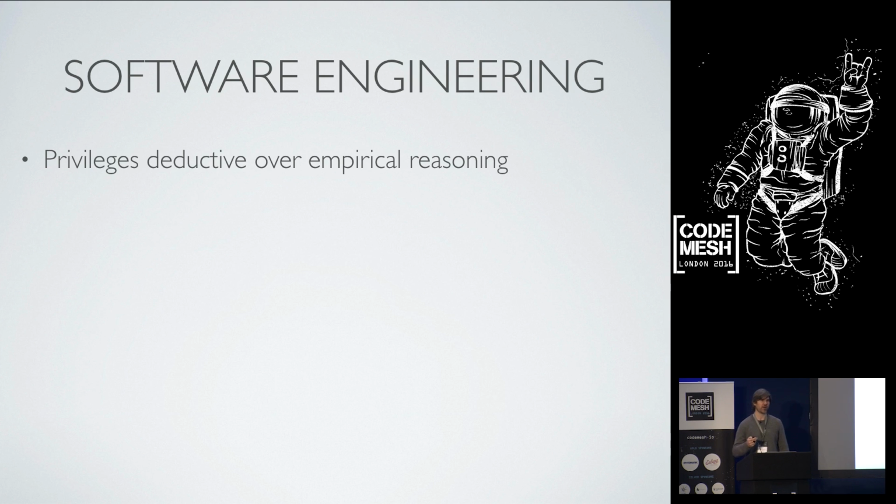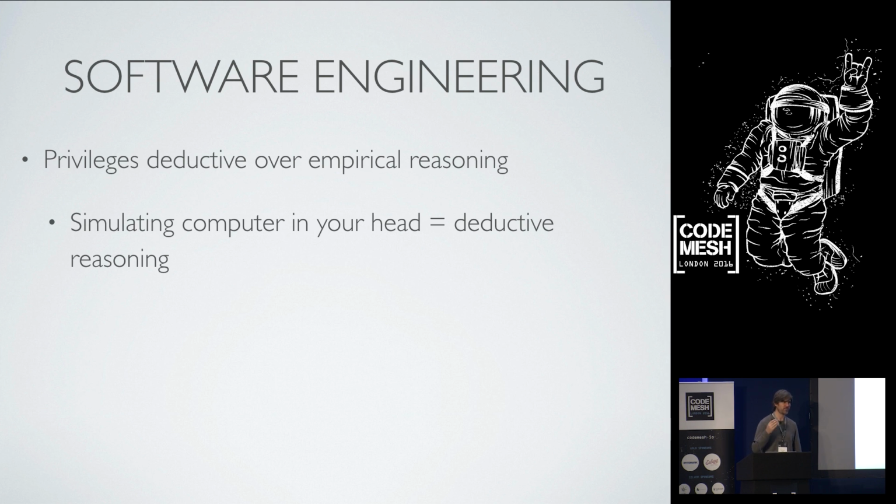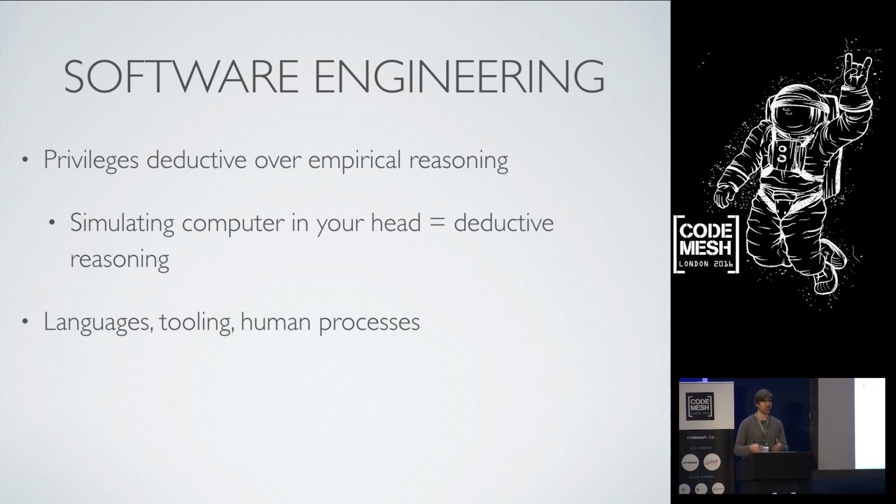Software engineering privileges deductive over empirical reasoning. And this is really built into the whole field. Pretty much what we do all day is simulating a computer in our head. That's deductive reasoning, right? I have a function that takes a list and returns some other type, and then the next function consumes this type and returns some other type, and so forth. It's a chain of reasoning and inference of saying if this, then that, and making these deductions from the general principles to the specifics of your program. And that's built into our programming languages, into our tooling, and into our human processes around engineering these artifacts.